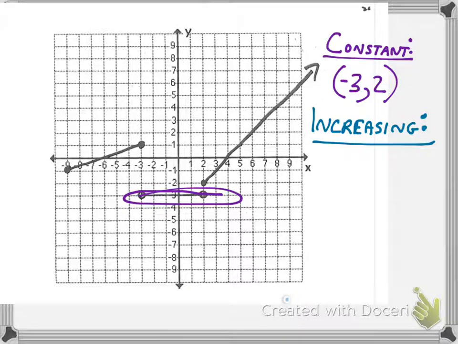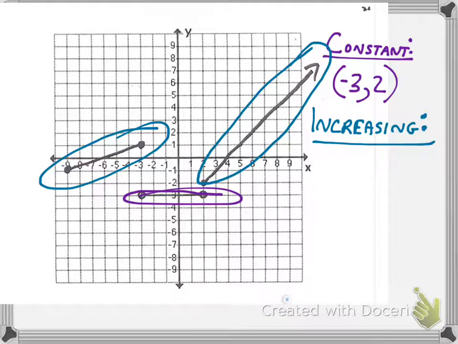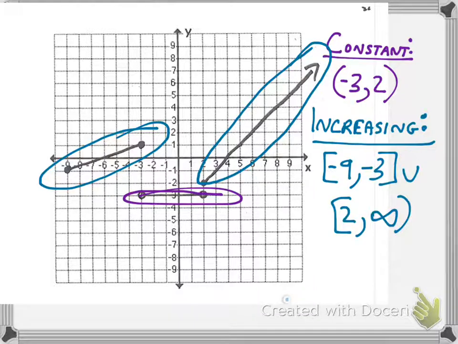To review what we saw on our previous videos, we also notice on the domain here's an interval and here's another interval where the graph is rising from left to right. So those intervals from x equals -9 to x equals -3 and x equals +2 to +infinity are intervals where the graph is increasing.